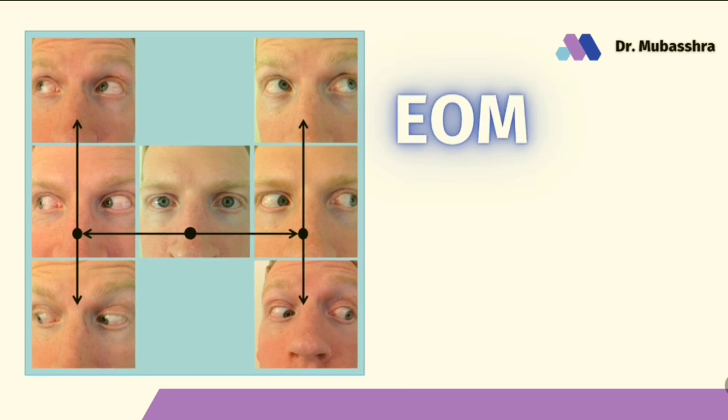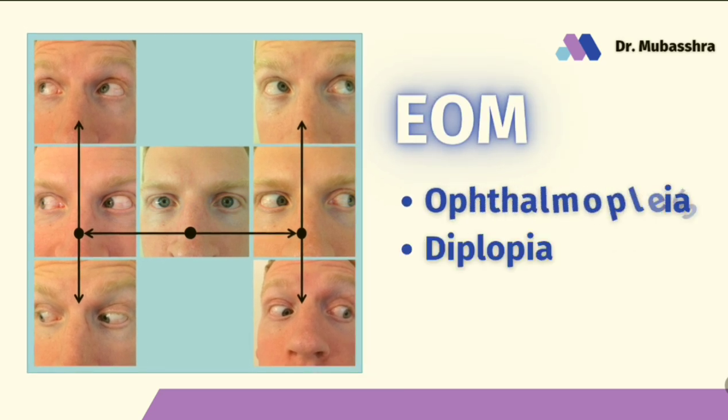Then you will check for ophthalmoplegia and diplopia by H movement and extraocular muscle movement. Before checking, ask, can you see my finger? And then ask the patient to follow my finger, and if you see any double image, do let me know.